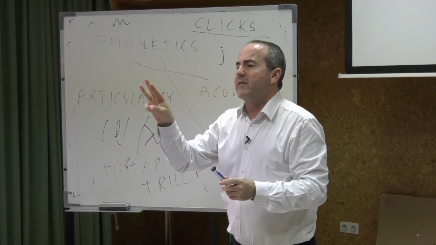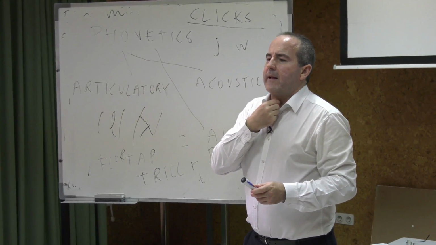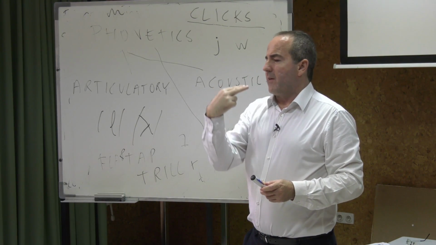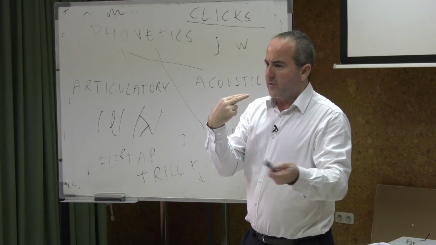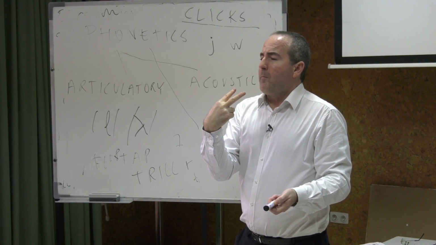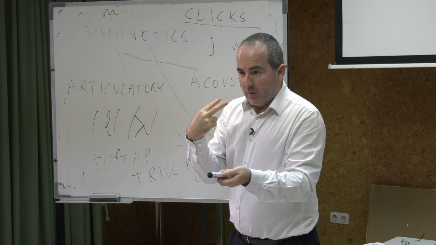Finally, the third parameter that we use for consonants is what we call the state of the glottis. If the glottis is closed, there is vibration and the sound is voiced, the consonant is voiced. And if the glottis is open, we find what we call a voiceless sound.